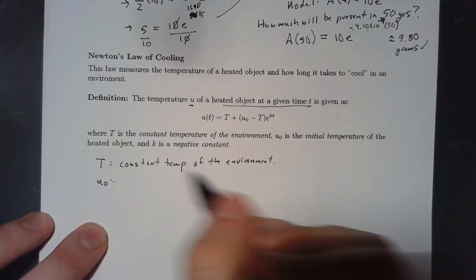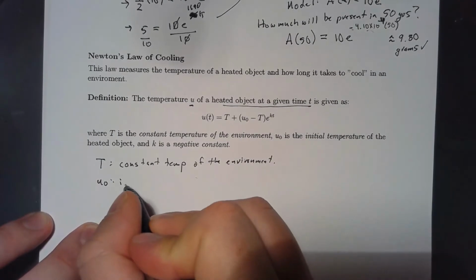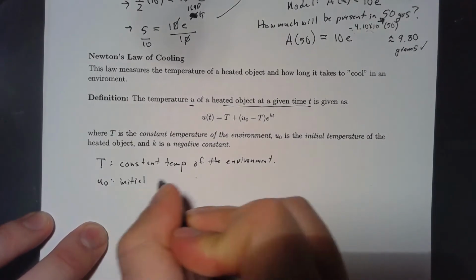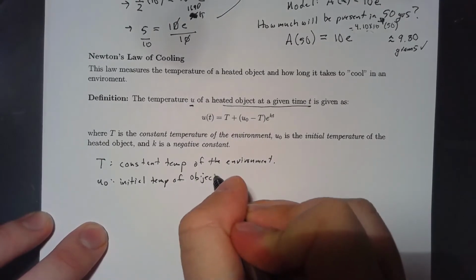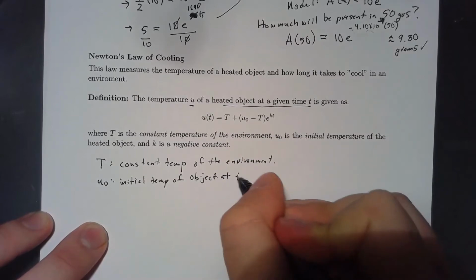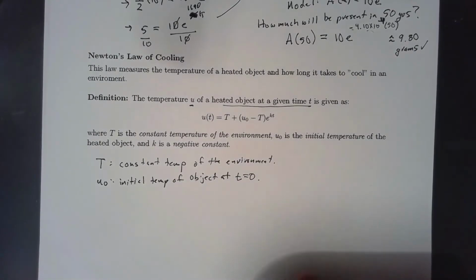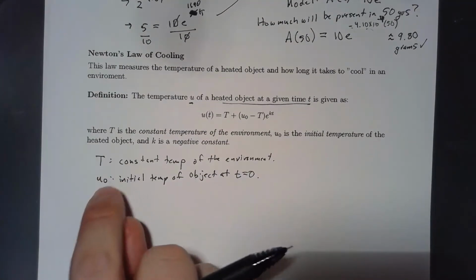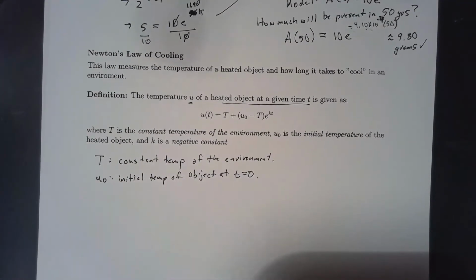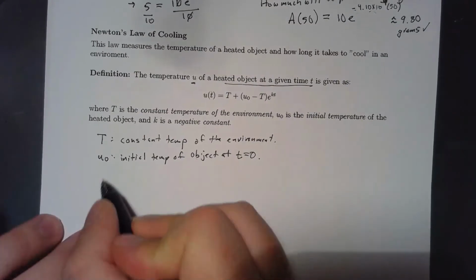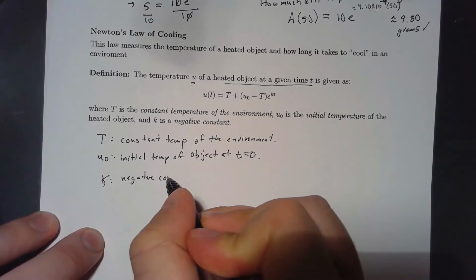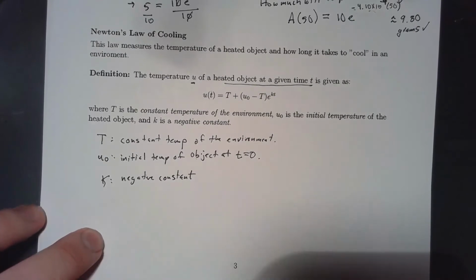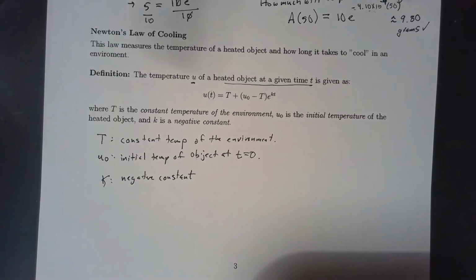U sub 0 is the initial temperature of the heated object at T equals 0. Right? Once the object is introduced to the environment, whatever its temperature is, that's U sub 0. And K is a negative constant. It's negative because the object is heated, and once it's placed in an environment, it starts to cool. The temperature begins to decay.